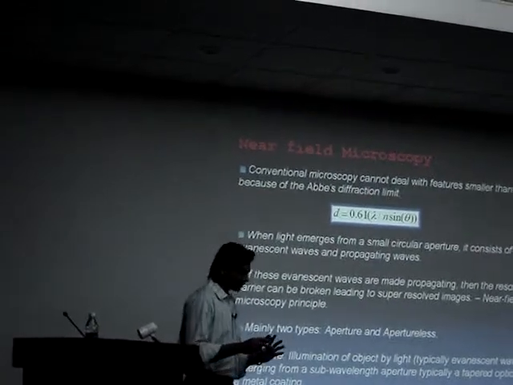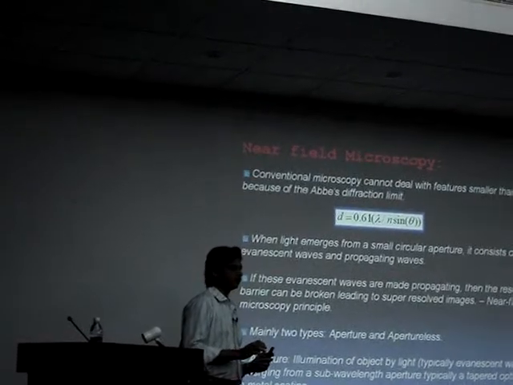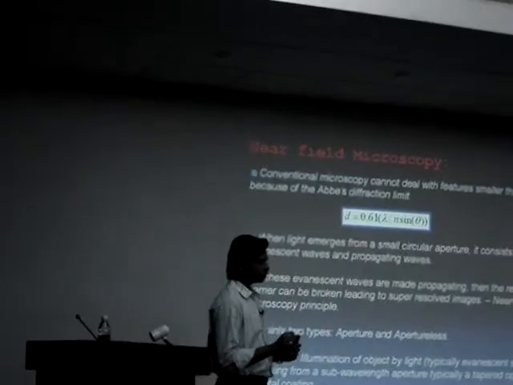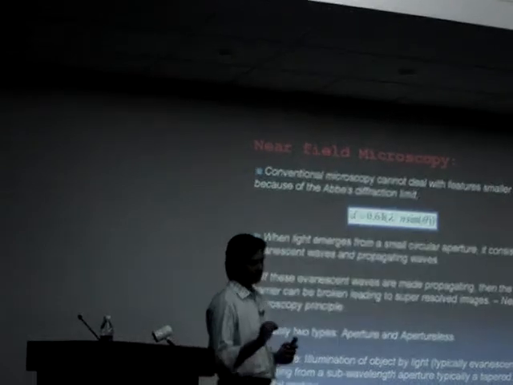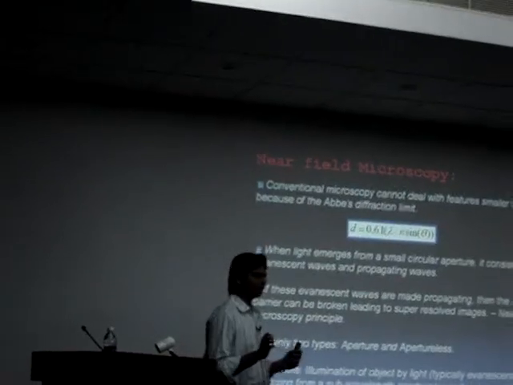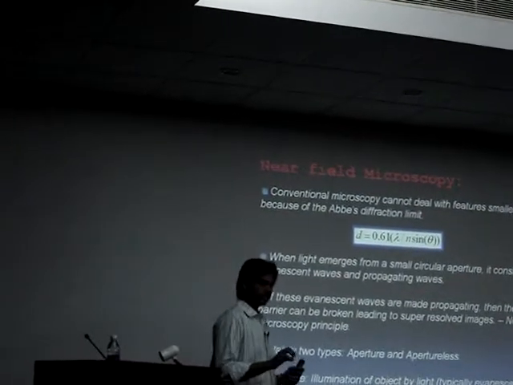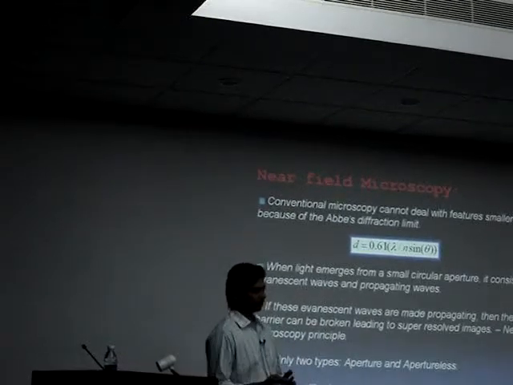In 1928, Synge proposed a good tool where he said you make a small hole whose aperture should be smaller than the wavelength of light, and then you have a detector very close to it, and if you do a scan, you will be able to get very good optical images.